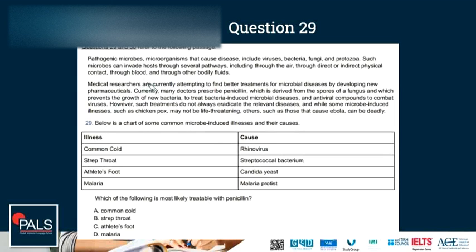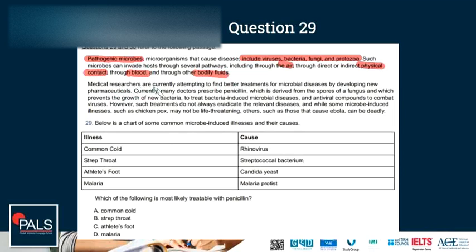29 and 30 refer to the following passage. Pathogenic microbes, microorganisms that cause disease, include viruses, bacteria, fungi, and protozoa. Viruses, bacteria, fungi, and protozoa, disease-causing organisms, pathogenic microbes. Such microbes can invade hosts through several pathways, including through the air, through direct or indirect physical contact, through blood, and through other bodily fluids.